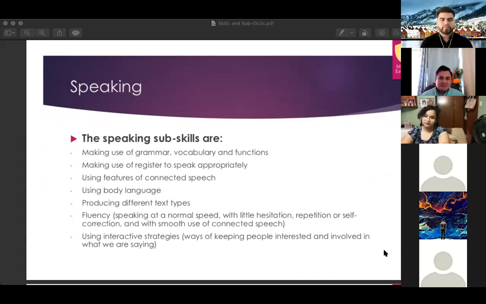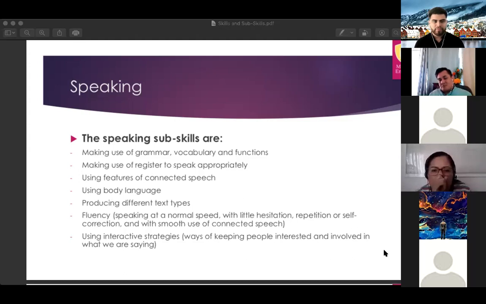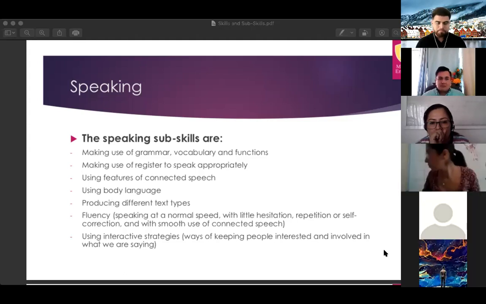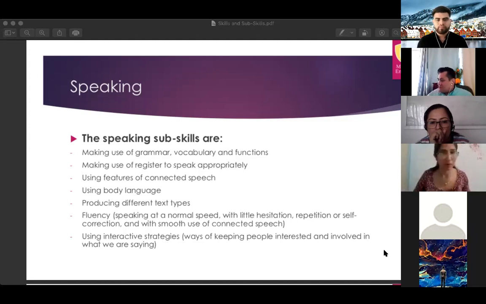The speaking sub-skills are making use of grammar, vocabulary, and functions, making use of register to speak appropriately, using features of connected speech, using body language, producing different text types, fluency, in parentheses, speaking at the normal speed with little hesitation, repetition, or self-correction, and with smooth use of connected speech. And finally, using interactive strategies, in parentheses, ways of keeping people interested and involved in what we are saying.